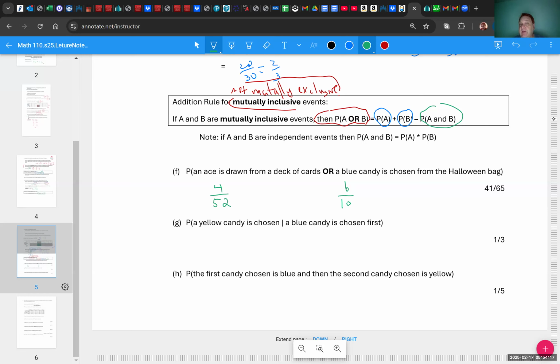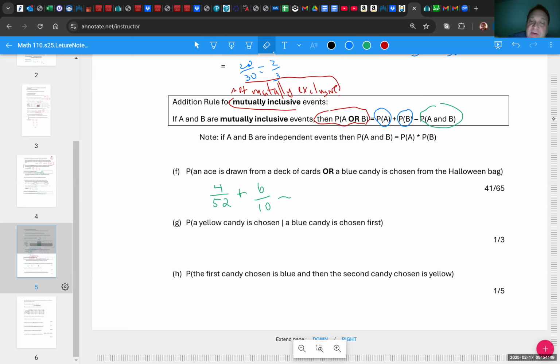Are these exclusive or not mutually exclusive? Are they exclusive or inclusive? Well, is it possible for both things to happen? Is it possible for you to draw an ace and to get a blue candy you get to eat? Yeah, I mean, you could definitely get an ace. So they are not mutually exclusive, right? So this is the fancy formula one. So I can add together the 4 out of 52 and the 6 out of 10, but then I have to subtract off the probability that they both occur.